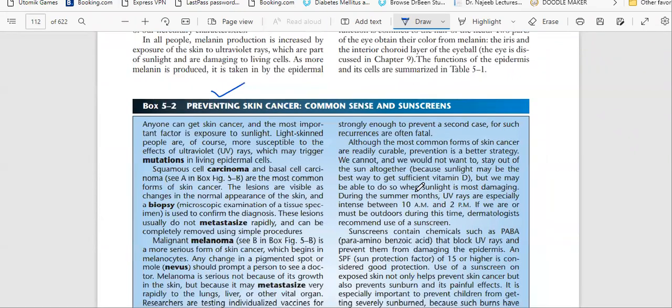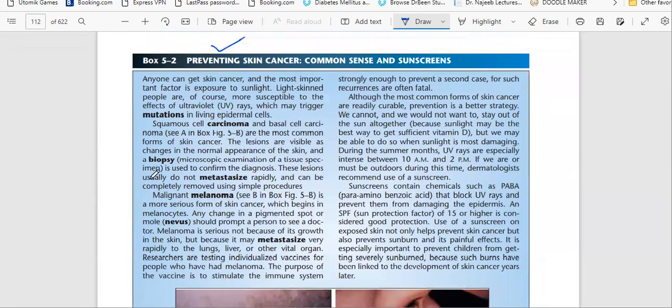So these are the things that happen during a burn. We have to remember them. Next we have to study preventing skin cancer: common sense and sunscreens.